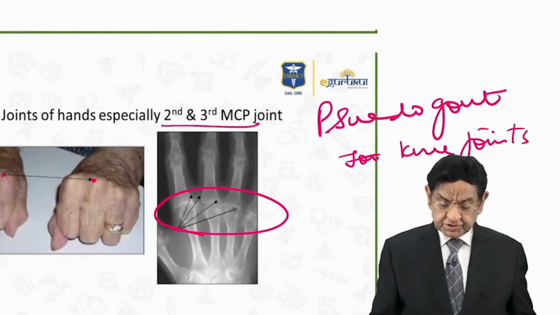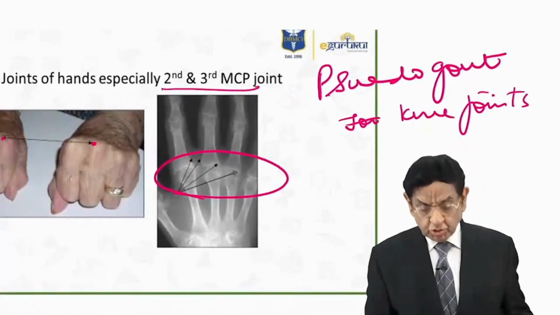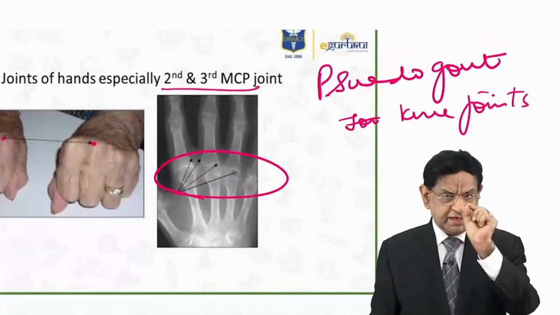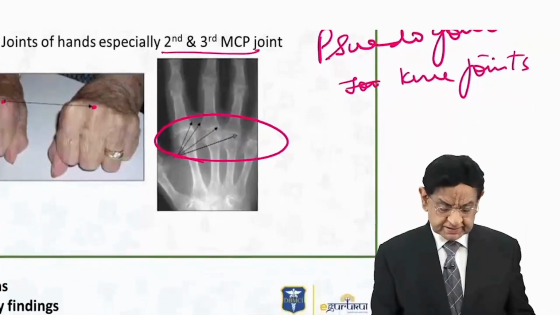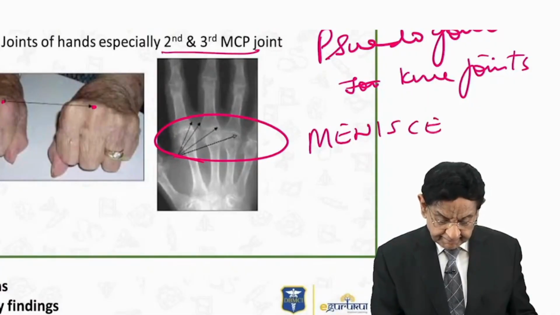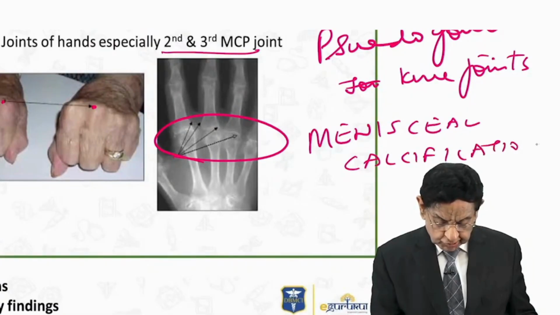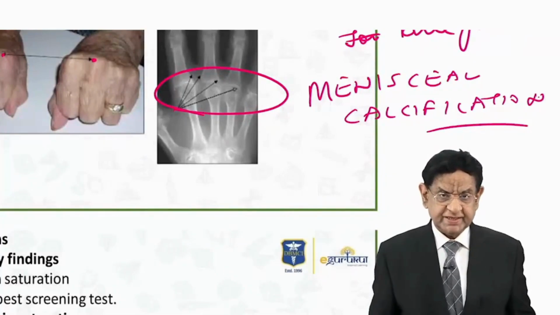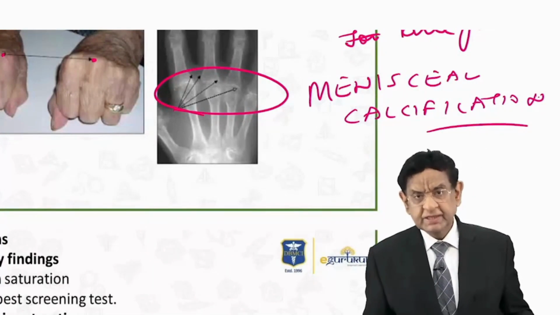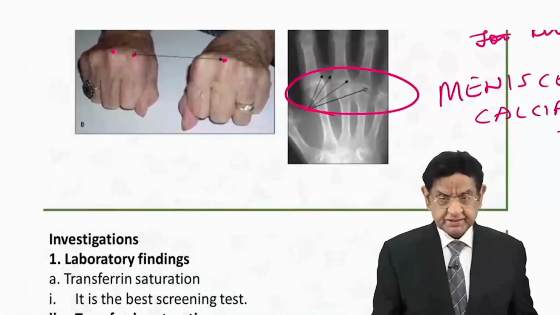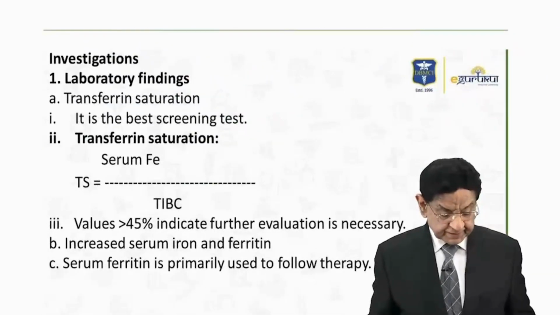And whenever you get a question on pseudo gout, of course, hemochromatosis is a cause of pseudo gout. But one classical clue that you are dealing with pseudo gout is meniscal calcification. So if you take an X-ray of the knee joint and you find meniscal calcification, you are dealing with pseudo gout, and one of the causes of pseudo gout is hemochromatosis. Okay, lovely picture.